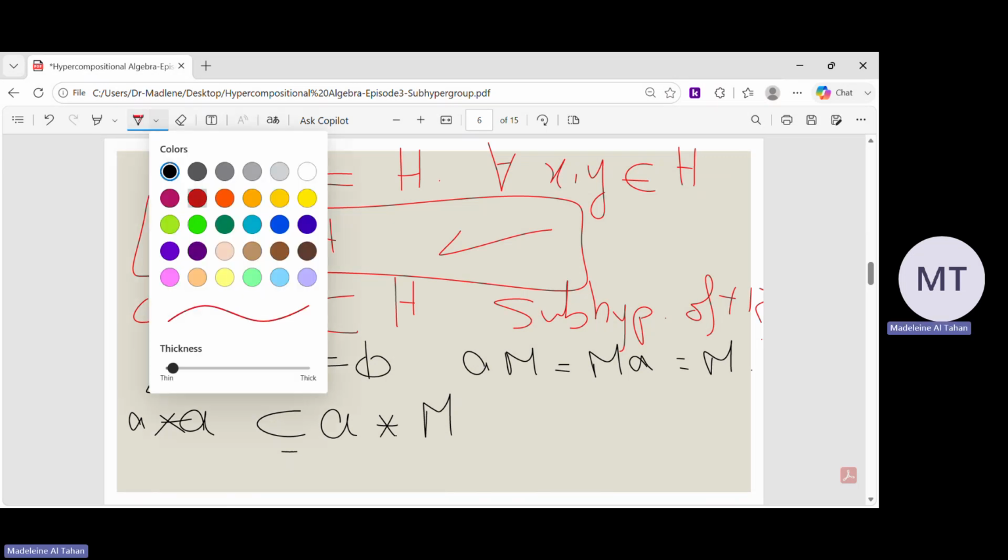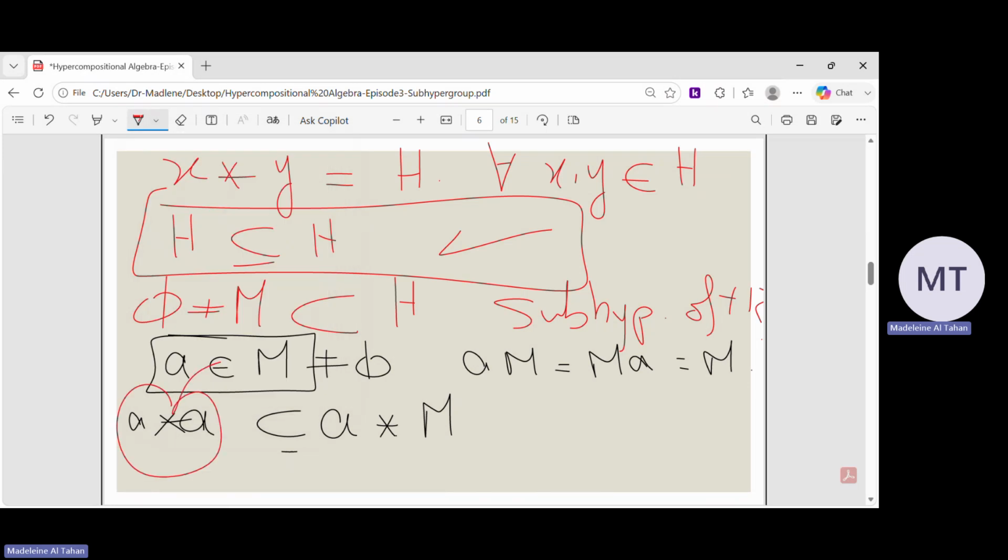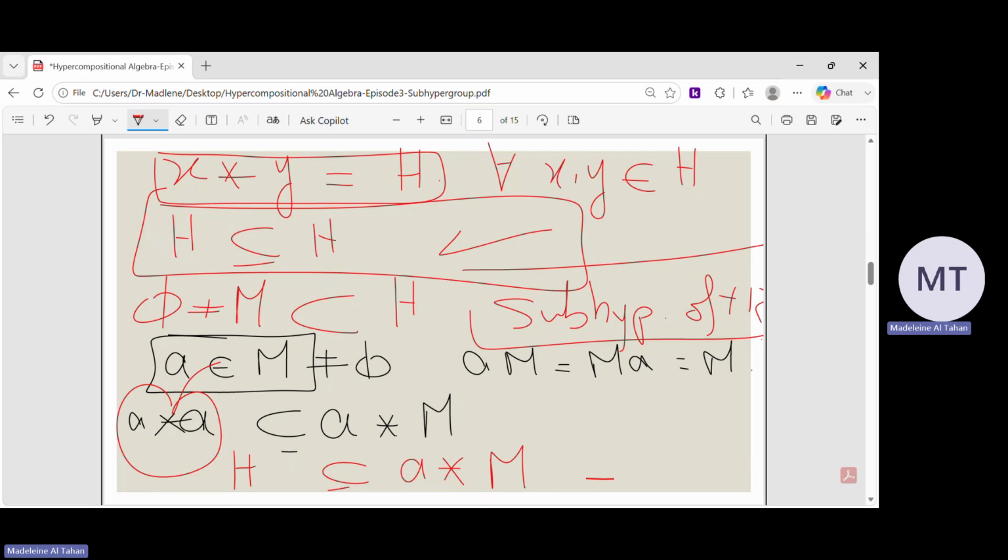Now, let's look at the definition. We're saying here that X star Y is equal to H for every X, Y belong to H. So A star A is H. H is a subset of A star M, and we're saying that it is a subhypergroup, which means that H is a subset of M, and M is a proper subset of H. This one, we call it contradiction. So what can we deduce here? That the total hypergroup has only one subhypergroup, which is the hypergroup itself.